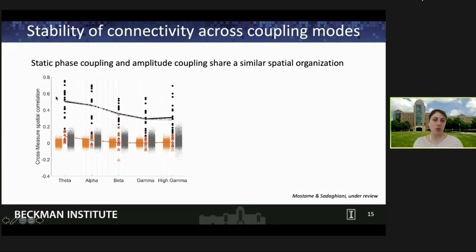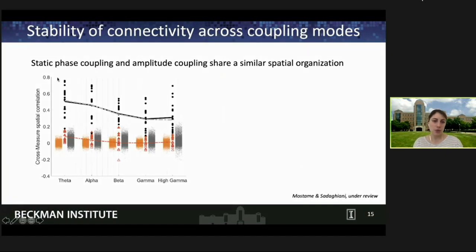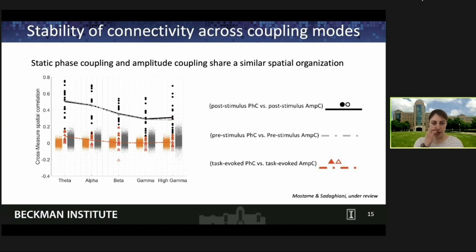To quantify that, I'm showing the spatial correlation between the amplitude coupling matrices and the phase coupling matrices for 18 different subjects. So this is the cross-measure spatial correlation between phase coupling and amplitude coupling. The black dots are each one subject, and these are the different frequency bands on the x-axis. You can see that there was moderate correlation in every given band between the spatial organization of phase coupling and amplitude coupling. And let me actually show you the legend here.